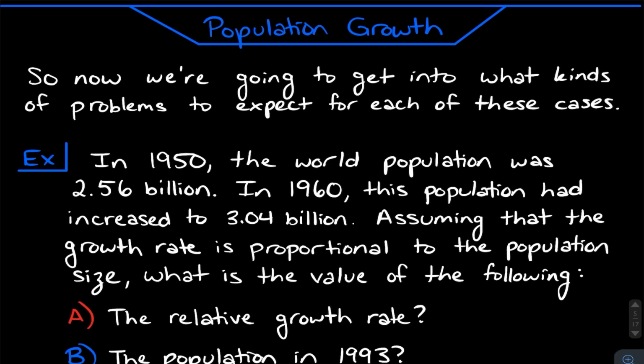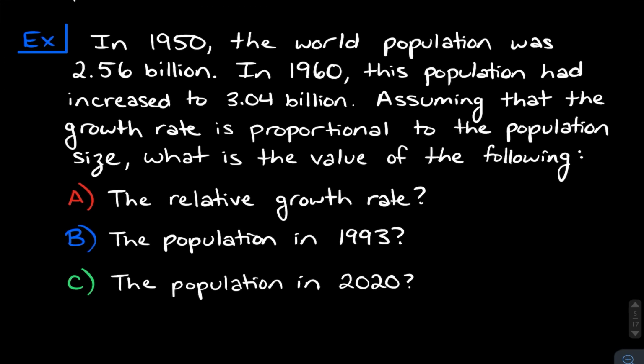So in actually getting to our population growth practice problem here, we are going to start with this example. We have that in 1950, the world population was 2.56 billion. In 1960, this population had increased to 3.04 billion. Assuming that the growth rate is proportional to the population size, what is the value of the following? A says the relative growth rate, B is asking for the population in 1993, and C is asking for the population in 2020.